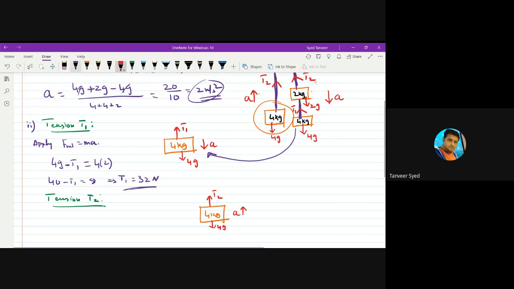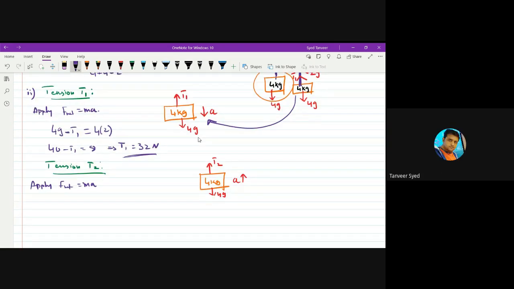Now apply F net equal to ma to this. T2 minus 4G is equal to ma, sir. Resultant force, net force, is T2 minus 4G. Why not 4G minus T2? Sir, because T2 is greater than 4G and acceleration is upwards. Acceleration is upward. This 4 kg block is moving up. That means, simply from common sense, the upward force must be greater. Then only it will move upward. T2 is upward, 4G weight is downward. So T2 must be greater than 4G, and net force is larger force minus smaller force. So T2 minus 4G is the net force, equal to ma, 4 into 2. So T2 minus 40 is equal to 8. That means T2 is equal to 48 Newton.